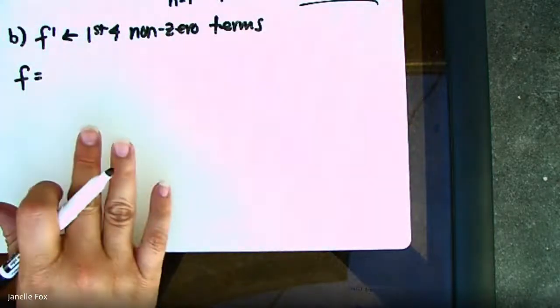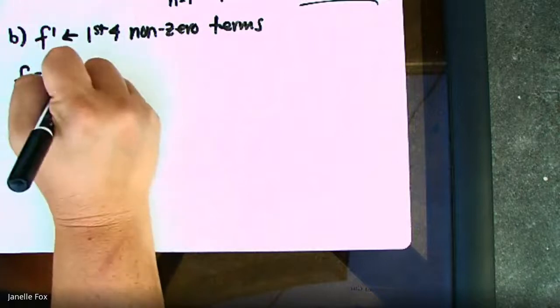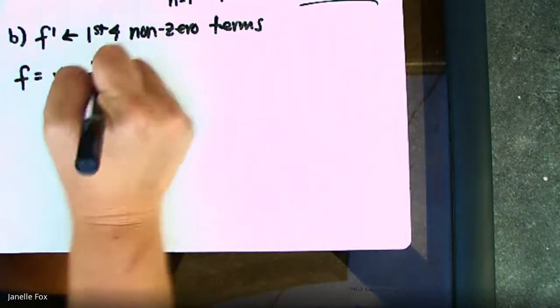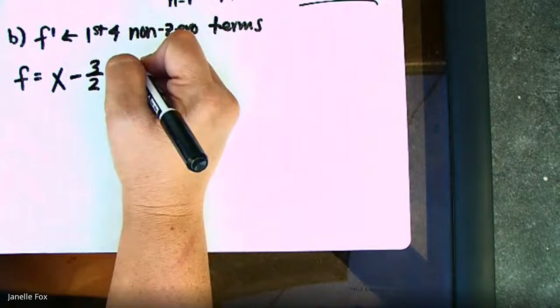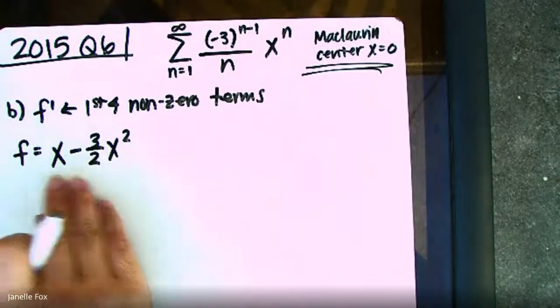Okay, so the f, it says I'm going to write out some of the terms. So I'm going to write an x, then I'm going to write a negative 3/2 x squared. Where am I getting this from? The question, right? That's all I'm getting it from. It's just from the question.